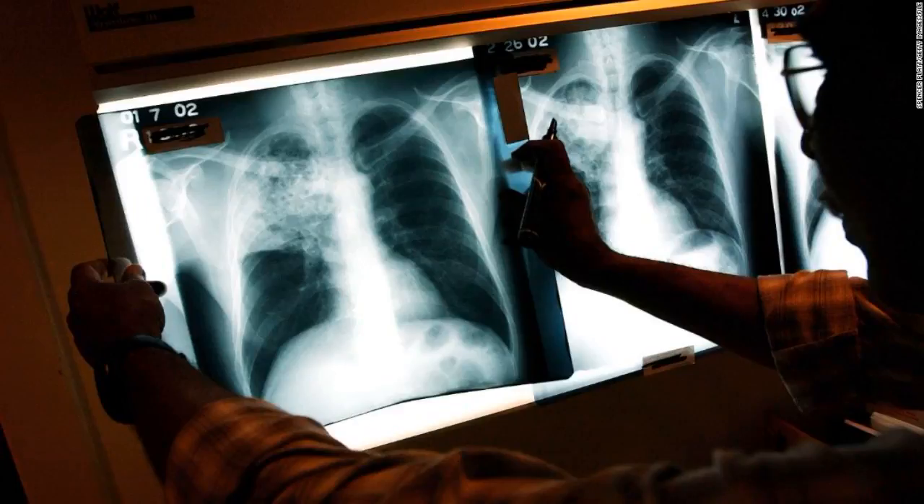Multidrug-resistant TB, MDR-TB, occurs when the bacteria is resistant to isoniazid and rifampin, two first-line antibiotics used to treat TB. Extensively drug-resistant TB, XDR-TB, is a form of MDR-TB that is resistant to isoniazid and rifampin, in addition to fluoroquinolones and injectable second-line drugs.